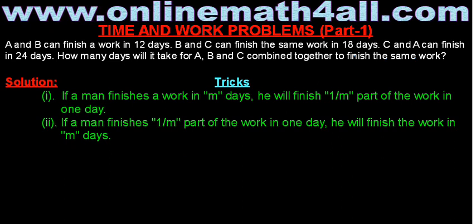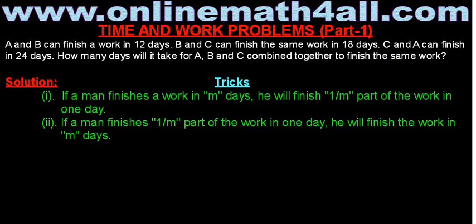The second trick is nothing but the reverse of the first one. If a man finishes 1 by m part of the work in 1 day, he will finish the work in m days. For example, a man finishes 1 by 8 part of a particular work in 1 day. What is the total number of days taken by this man to complete the same work? It is the reciprocal of the part of the work completed in 1 day. The part completed in 1 day is 1 over 8, so the reciprocal of that is 8. That is the trick. It is a very simple trick, and this is what we are going to apply in this particular problem.